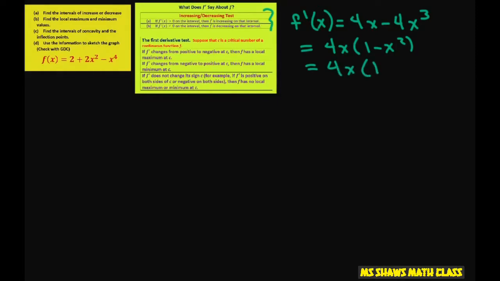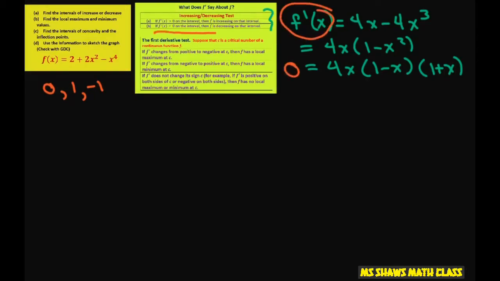So f prime of x equals, when you take the derivative, 4x minus 4x cubed. You set that to 0, but let's go ahead and factor first. It's going to be 4x times 1 minus x squared, which equals 4x times 1 minus x times 1 plus x. So your critical values are 0, 1, and negative 1, when you set this to 0.